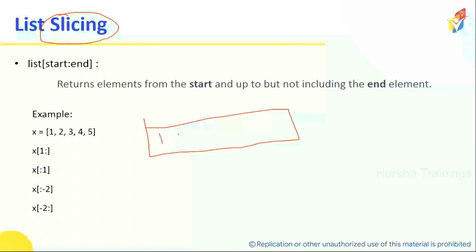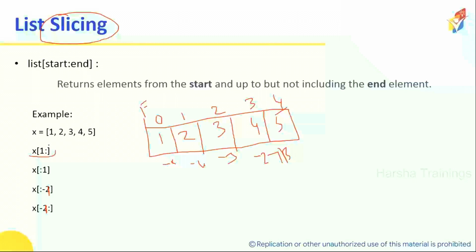Please look at here. 1, 2, 3, 4, 5. This is the most important point, and please everyone follow me in your notebook. First, forward indexing starts with 0, 1, 2, 3, 4. Backward indexing starts with -1, -2, -3, -4, -5. Now let us start our discussion. Here we'll take it as 1, and here also we'll take it as 1.